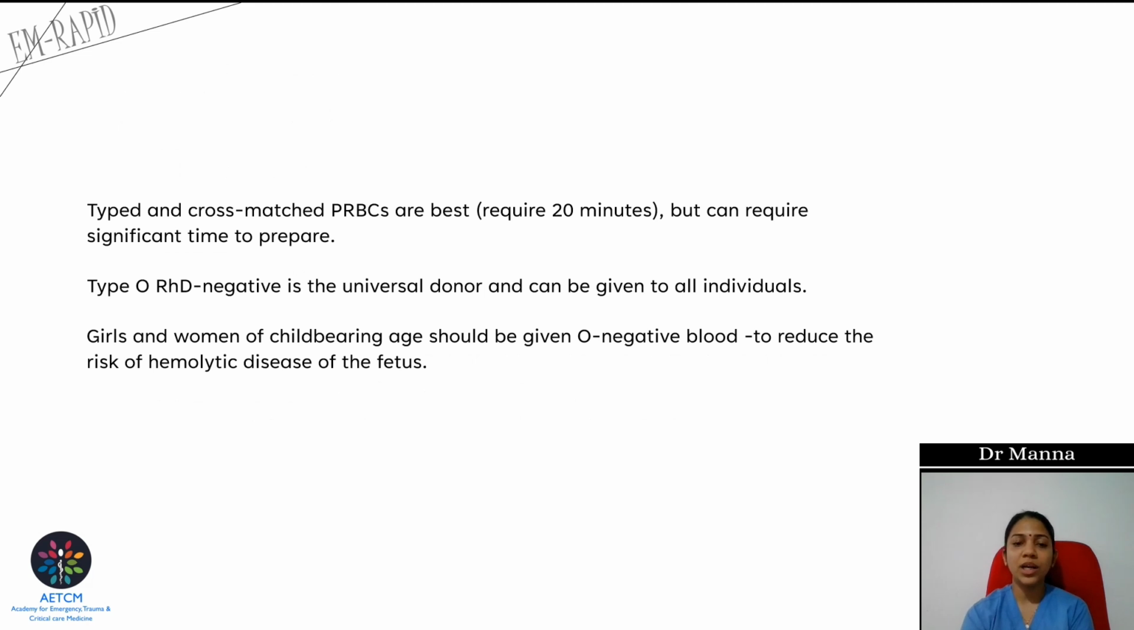For practicing massive transfusion protocol, we should have a blood bank which can cross-match the PRBC within 20 minutes, and which can provide the blood. And if at all we don't have a blood grouping and cross-matching for that patient, we should arrange O negative blood, which is a universal donor. O negative is especially required in females of childbearing age group. In males, we can give O positive blood also.